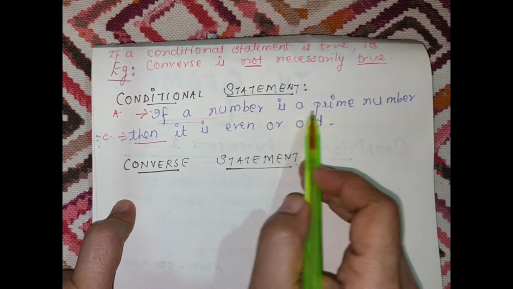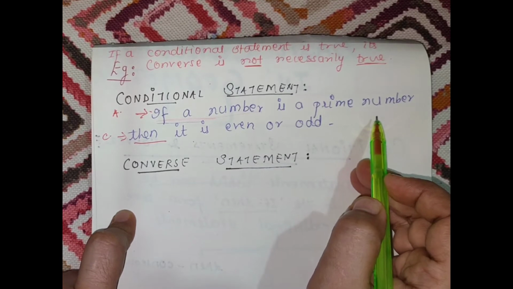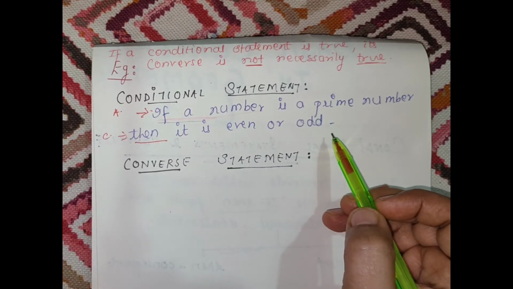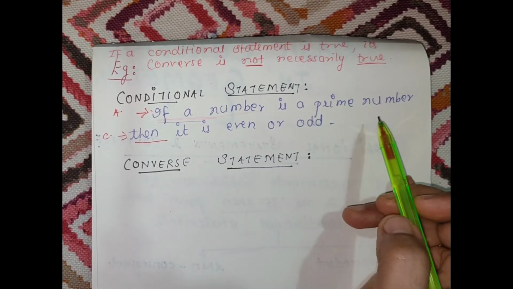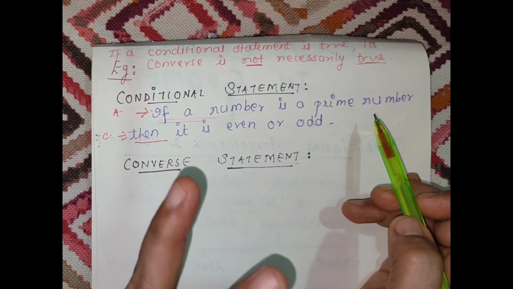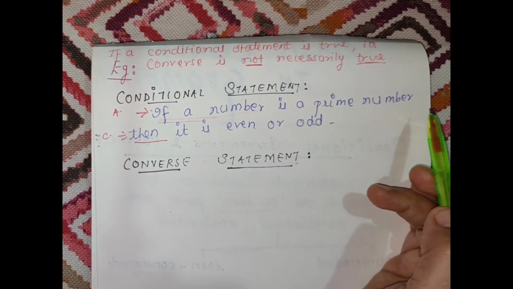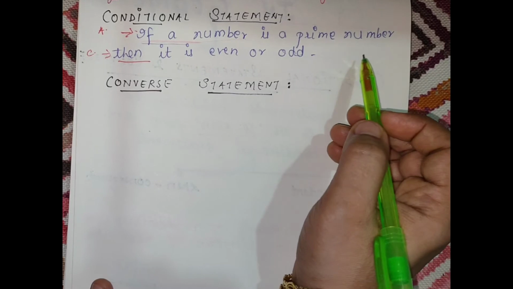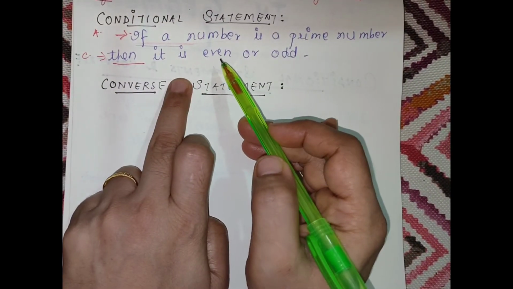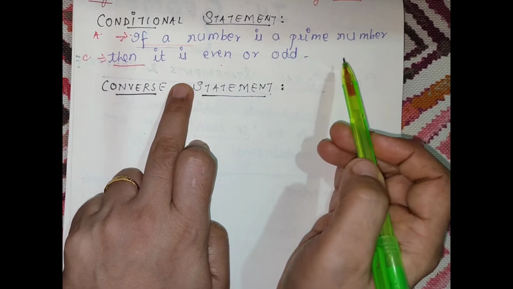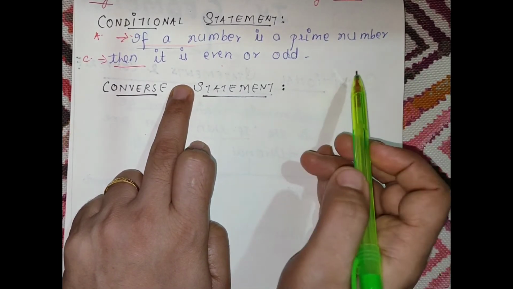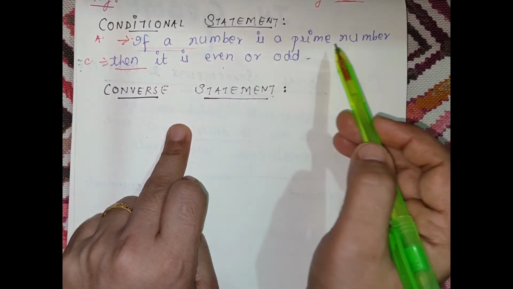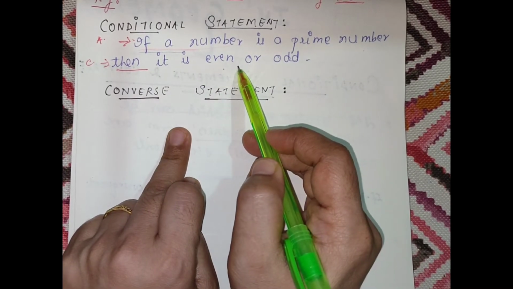So if a number is a prime number, everybody knows a prime number. A prime number is a number which is divisible by 1 or itself, none other than that. And prime numbers start from 2. 2 is the only even prime number. Rest of the other prime numbers are odd. So 2 is even; 3, 5, 7, 11 and so on are odd. So this conditional statement is right. If a number is a prime number, then it can be even, meaning 2, or odd.